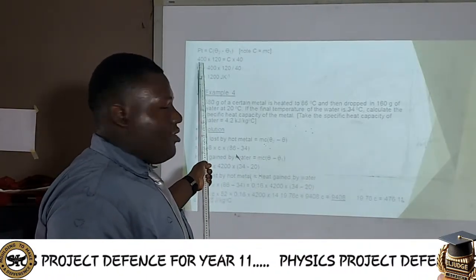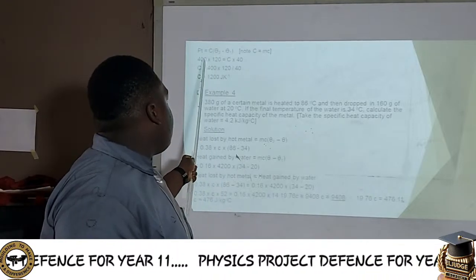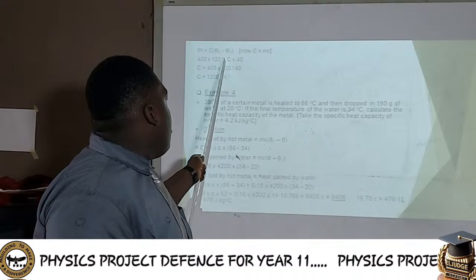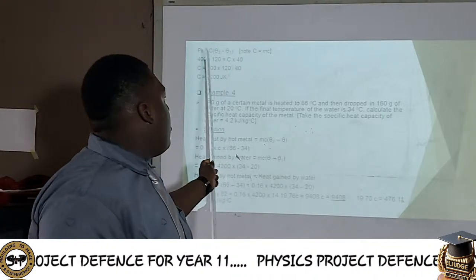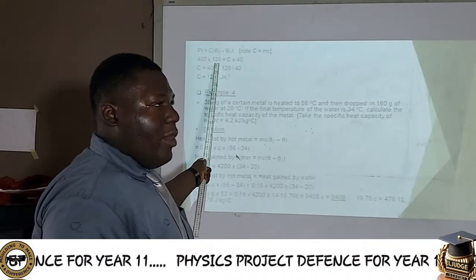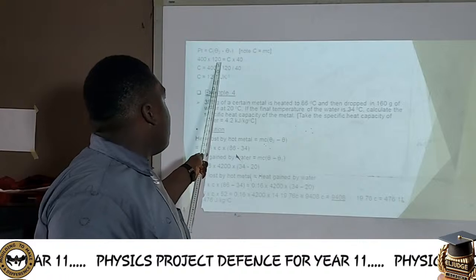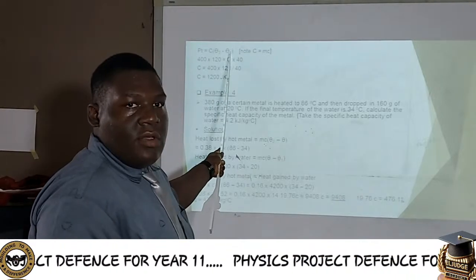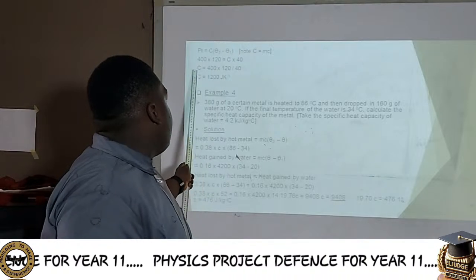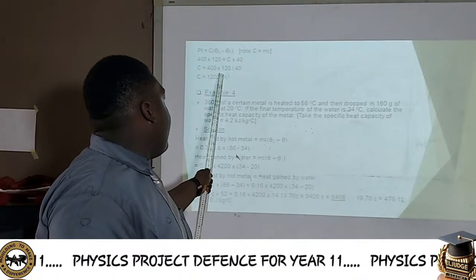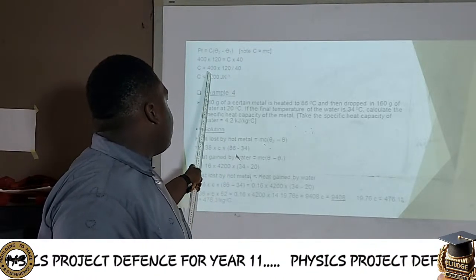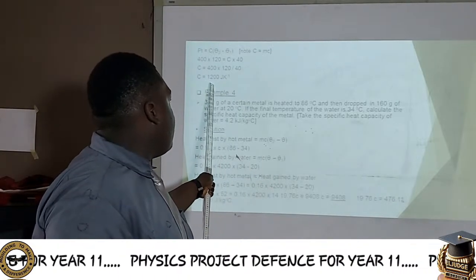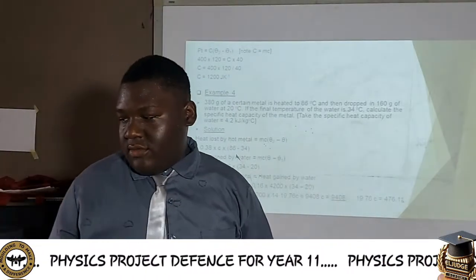Your power is 400 watts. Then your time, remember you converted 2 minutes to seconds, that gives you 120 seconds. So that equals C times 40. 40 is your temperature change, that is your theta. So C will now be equal to 400 times 120 divided by 40. You divide both sides by 40. That will be 1,200 joules per Kelvin.